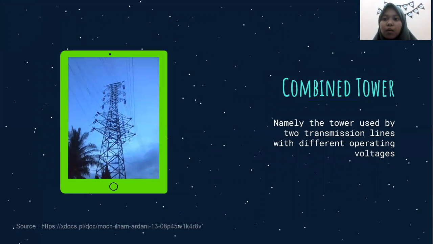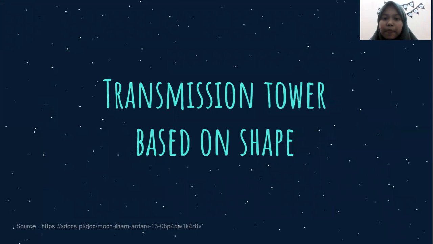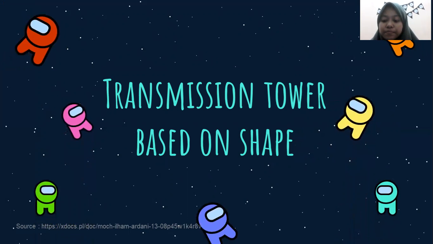And then combined tower. Combined tower is very familiar for us because we usually see this tower, namely the tower used by two transmission lines with different operating voltage. So in this tower, there are two transmission lines across this tower. And then transmission tower based on shape.